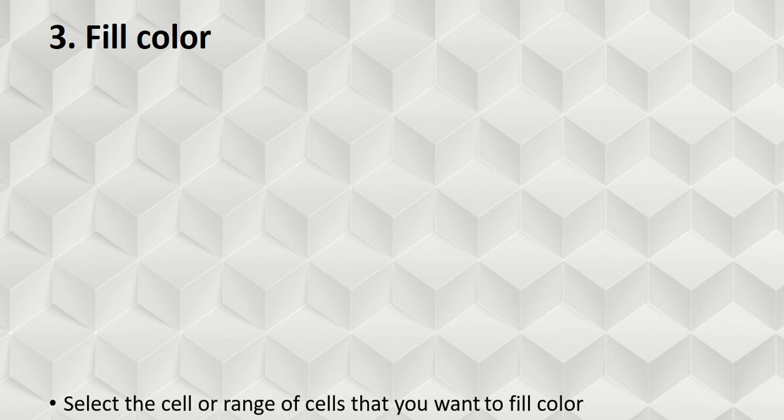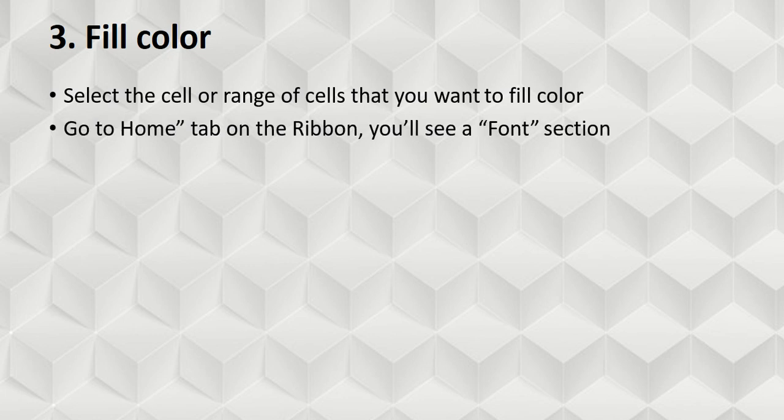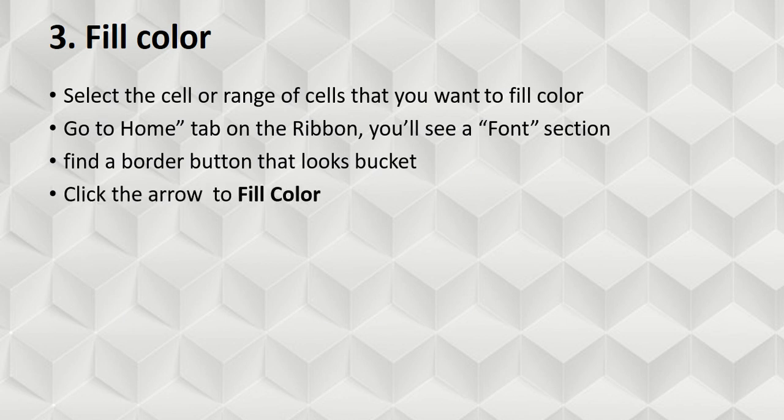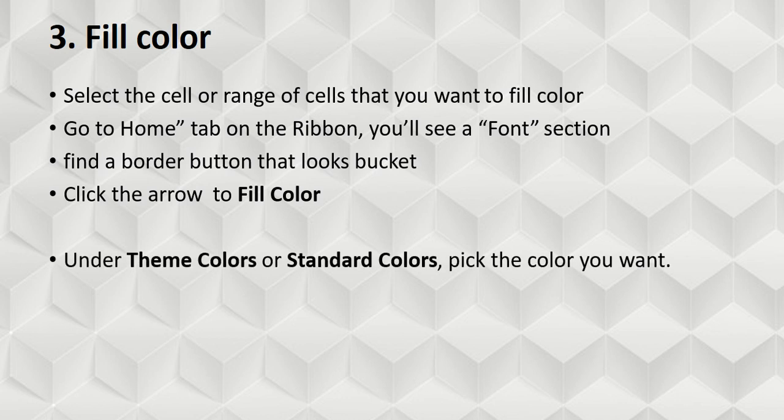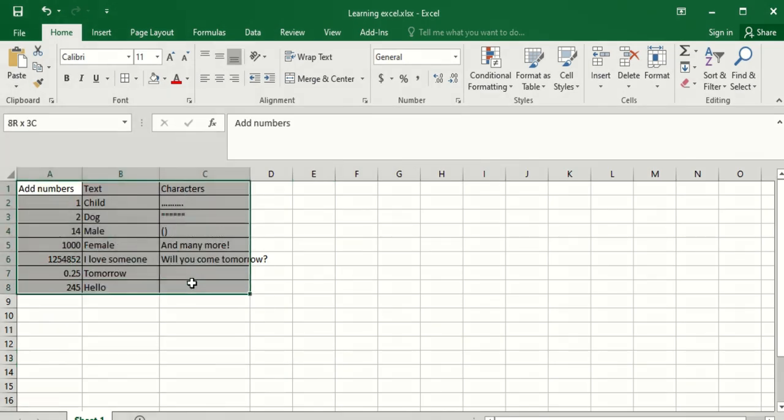So how to fill color to our worksheet? Select the cell or range of cells that you want to fill color as we've done in borders. Go to Home tab on the ribbon, you will see the font section. Find the button that looks like a bucket, then click the arrow to fill color. Under theme colors or standard colors, you can pick whatever color you want, and you select the area you want to apply the color.